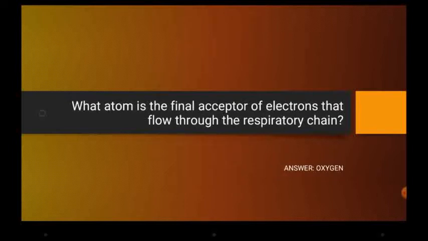Next question. What atom is the final acceptor of electrons that flow through the respiratory chain? Well, the answer is oxygen. Why? Because it has got high electronegativity, yes, high affinity for electrons. So the answer here is oxygen.